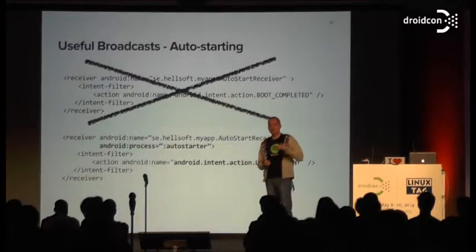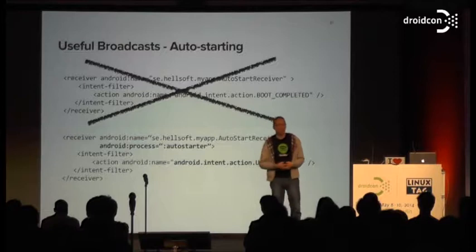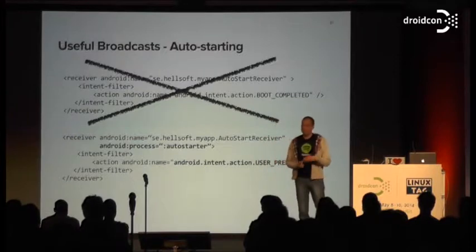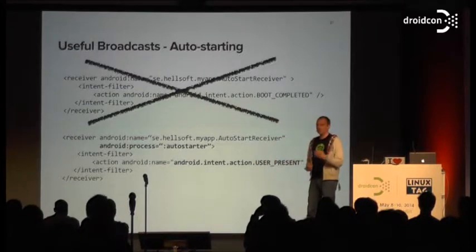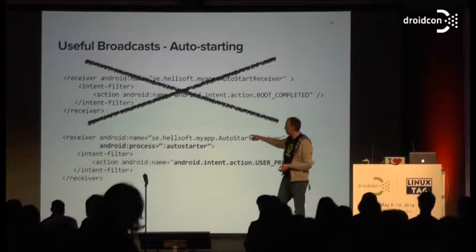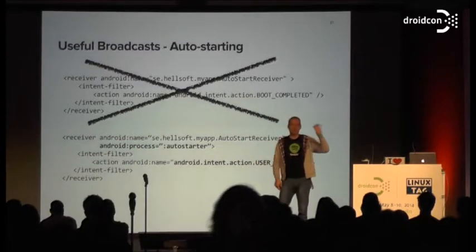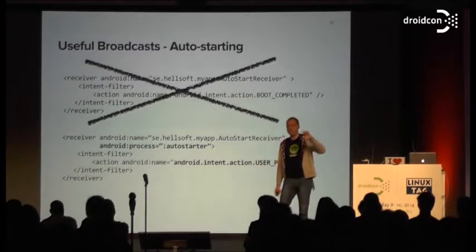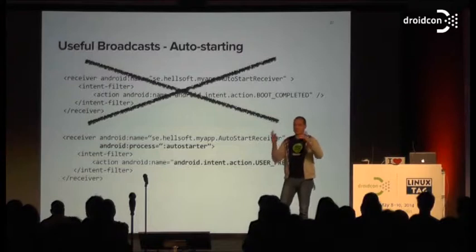Now, when you get started so often, it's probably a good thing to be nice to the system. So put this specific broadcast receiver into a separate process. Then you won't use as much memory. What you can do is add a process directive. And if you add a process directive where the name of the process starts with a colon, it becomes private, like a private sub-process.